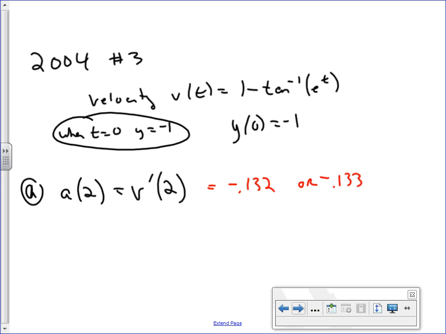Okay, look at question B. Is the speed increasing or decreasing? We have answered this question before. How do you determine if the speed is increasing or decreasing? Same sign or different sign of what?